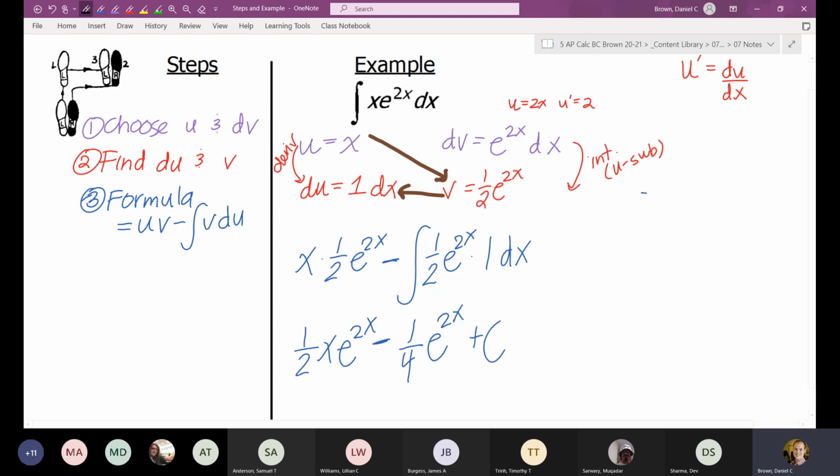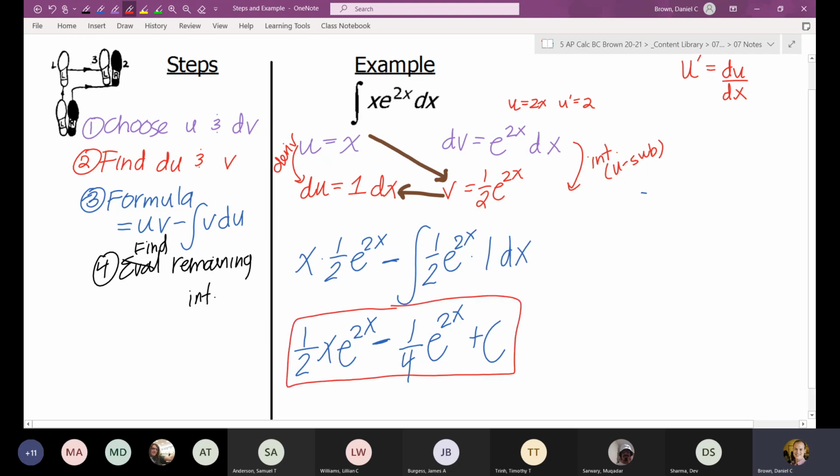So I should add a fourth step, and the fourth step will be to evaluate the remaining integral. Or probably find is a better word in that case. But that would be my final answer. Questions on those steps?